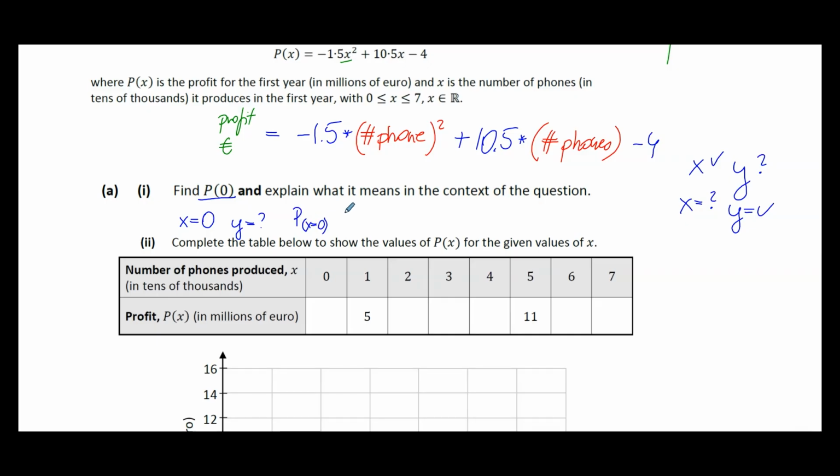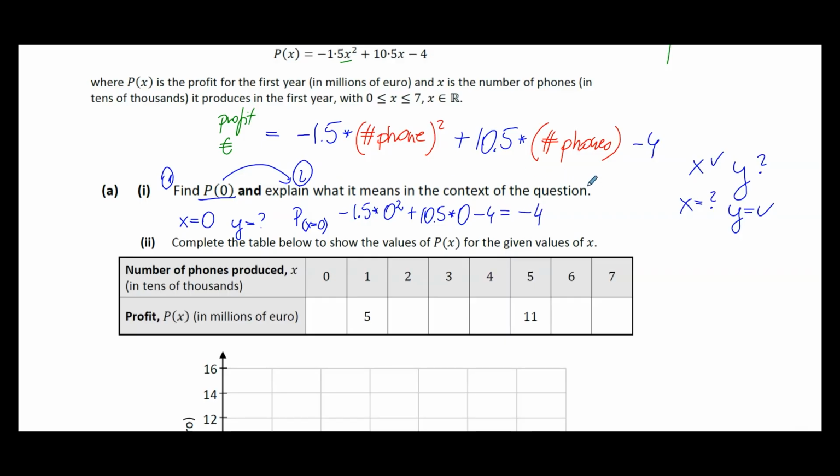So if I replace x with 0, that will be minus 1.5 multiply, instead of x we put 0 to the power of 2, plus 10.5, again multiplied by x, but instead of x we put 0, minus 4. We put all of that in the calculator, we press equal, and we get that that is minus 4. So what does that mean? The first thing we found, and now we have to do the second thing, give an explanation of what that means in the context of the question.